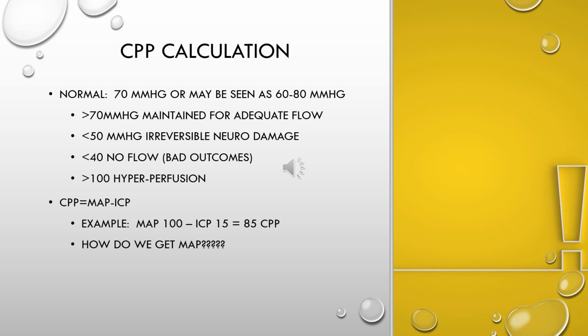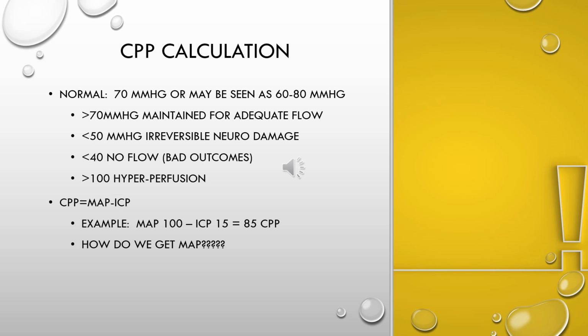hyperperfusion, because if you think about it, the brain is getting a lot of perfusion, and the way you calculate a CPP is you're looking at the mean arterial pressure and the ICP. So if you have a very high blood pressure, that would raise your mean arterial pressure. It does put the patient at an increased risk for intracranial hemorrhages, in particular subarachnoid type hemorrhage. But I don't want you to get focused in on that hyperperfusion as much as I want you to understand what a normal cerebral perfusion pressure should be.